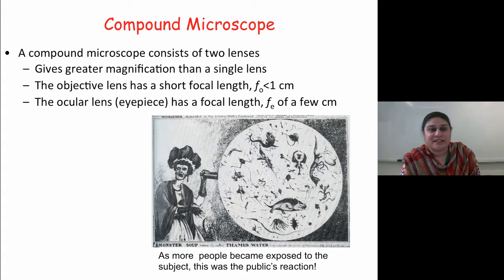Compound microscope. A compound microscope consists of two lenses and gives greater magnification than a single lens. The objective lens has a short focal length, and the ocular lens has a focal length of a few centimeters.